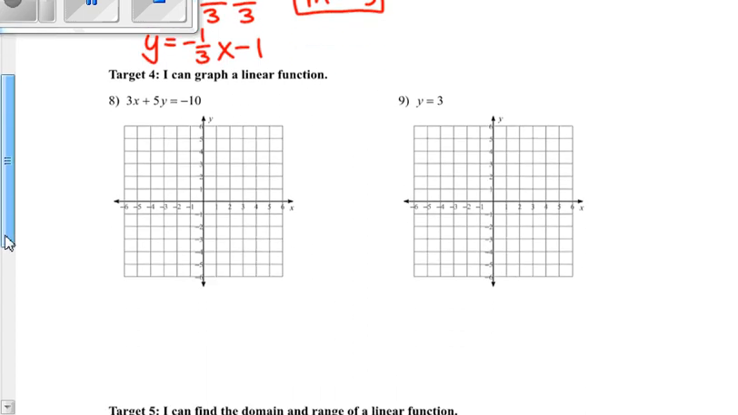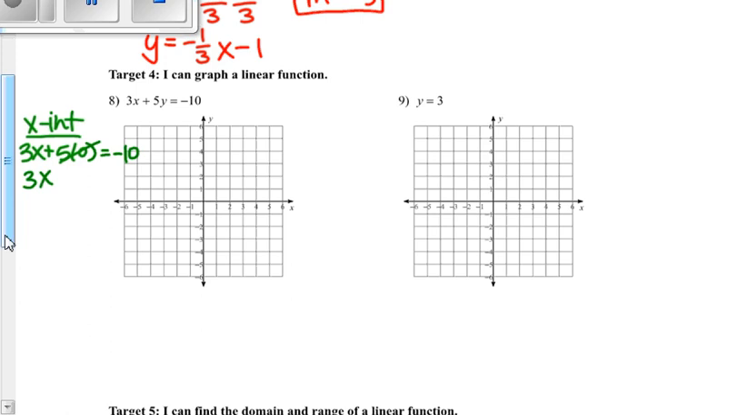Moving on to graphing a linear function. So this first equation is in standard form. And so you can choose to put it in slope-intercept form if you want to. The other thing you could do is find the x and y intercept. To find the x-intercept, you're going to make y equal to 0. So that's just going to be 0.